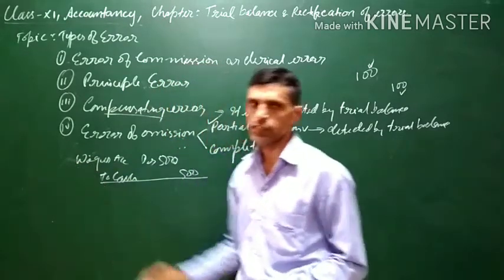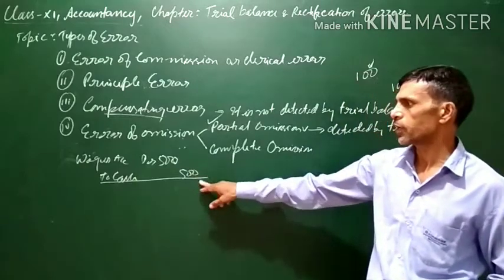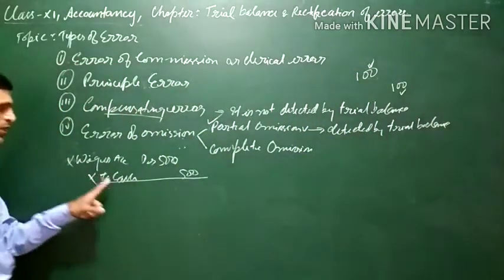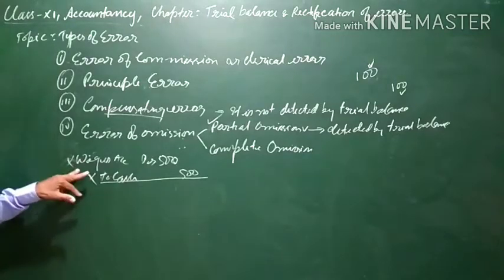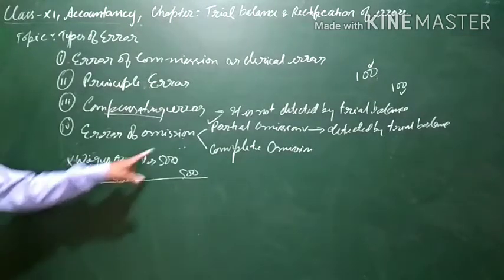Suppose this is a journal entry at the time of passing, when wages are paid, wages account debit to cash. And both aspects of the transaction, that is the wages account as well as the cash account, have not been posted, then it will be considered as complete omission.